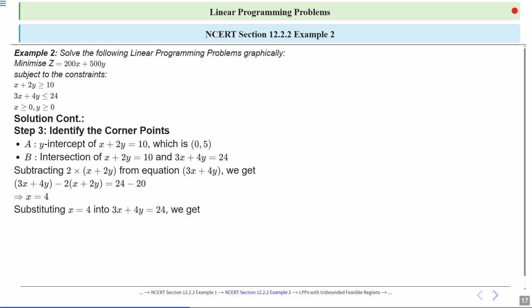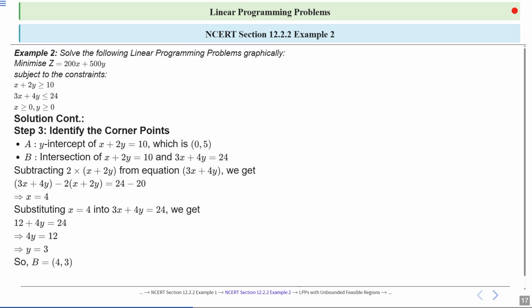Now substituting x equals 4 into the equation 3x plus 4y equals 24, we get 12 plus 4y equals 24. Okay, so from here you can easily find the value of y. So it implies 4y equals 12 and it implies y equals 3. And the equation y equals 3 represents a horizontal line on a coordinate plane.